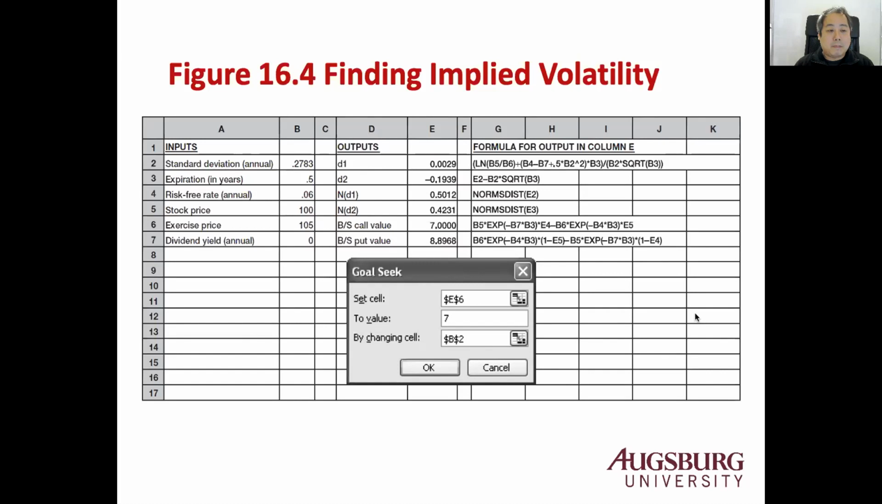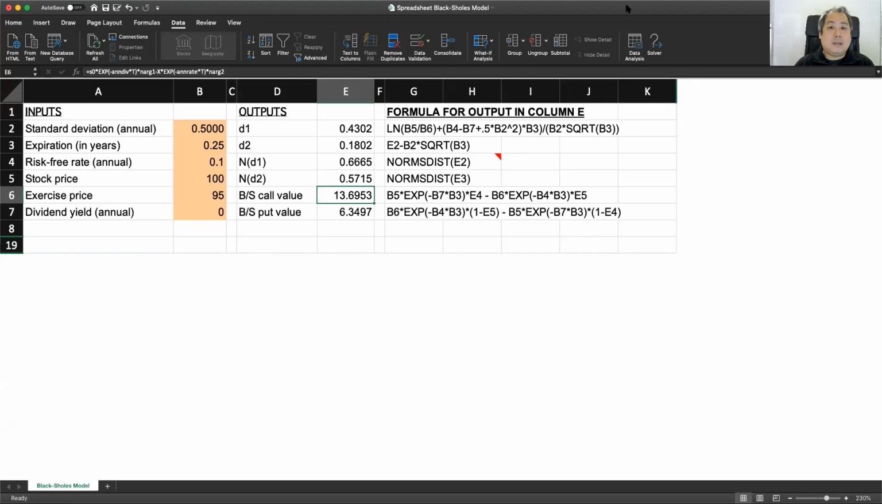Okay. So let's go back to the slide and let's do this job. This is figure 16.4. Suppose the time to expiration is 0.5. The risk-free rate is 0.06. The stock price is 100. The exercise price is 105 and no dividend yield. Now suppose the call option value is $7. What is the standard deviation?